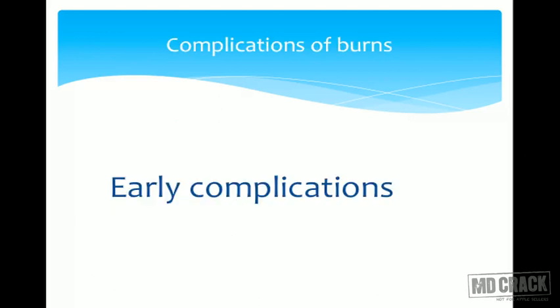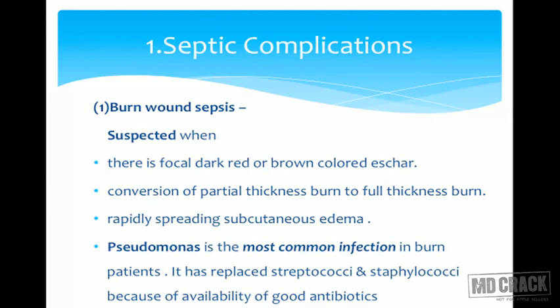Friends, now we'll see complications in burns. So we have got early complications in the form of burn wound sepsis. They should be suspected when there is focal dark red or brown colored tissue, conversion of partial thickness burn to full thickness burns, rapidly spreading subcutaneous edema. So all these factors should be indicative of spreading of infection. Pseudomonas is the most common infection in burn patients.